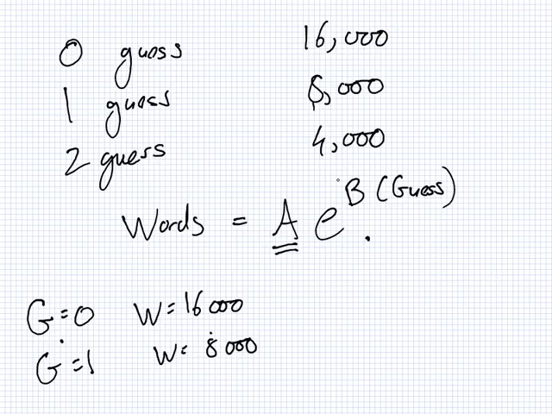You should find A and B, and then once you have A and B, you can get the guess number. When the words equals 1, you could work out what the G, the guess, is. Is this too confusing? I don't know. I thought it was a great question.